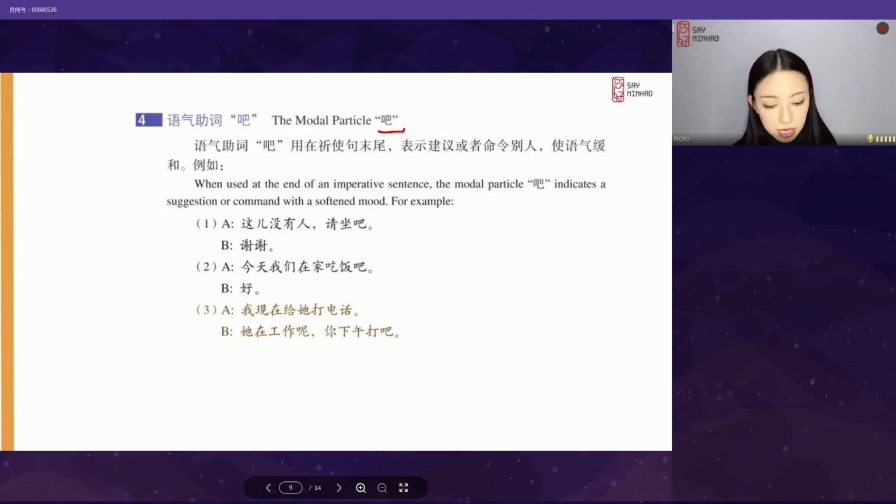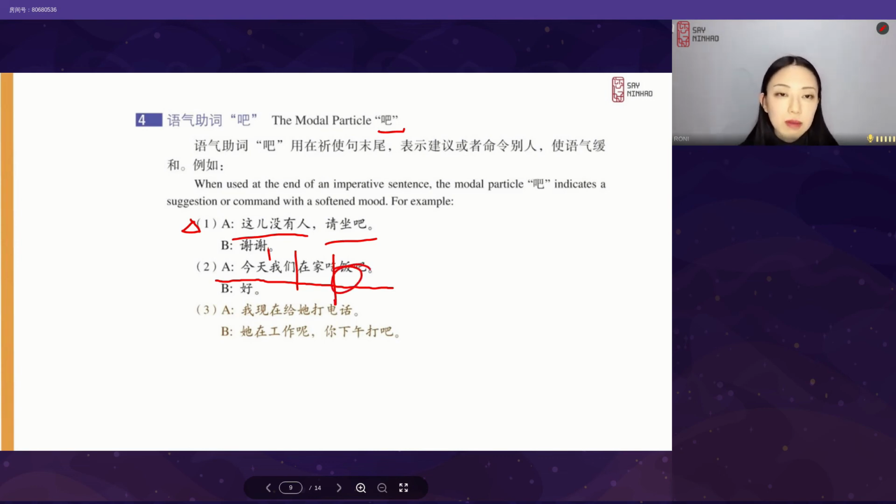Let's see the examples. First one, 这儿没有人，请坐吧。这儿没有人, here there is no one. The seat is empty. So, 请坐吧, please sit. Next example, 今天我们在家吃饭吧。今天 today, let's 在家 at home eat. Let's eat at home. 今天我们在家吃饭吧 makes this sentence sound softer.